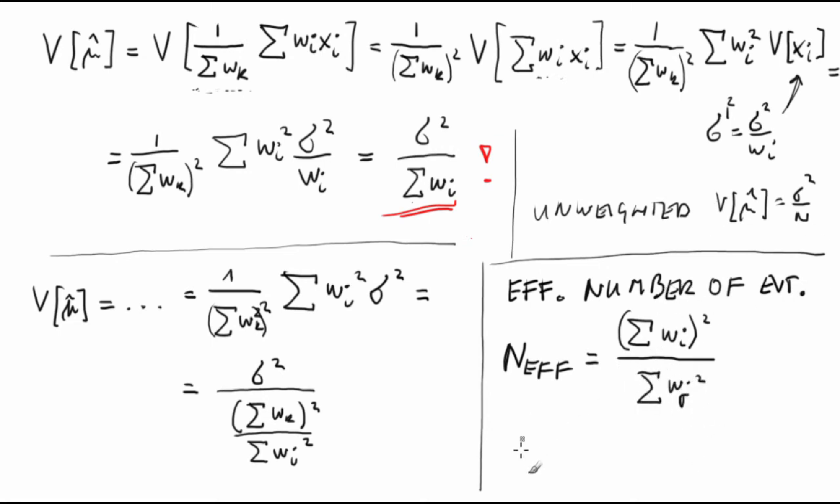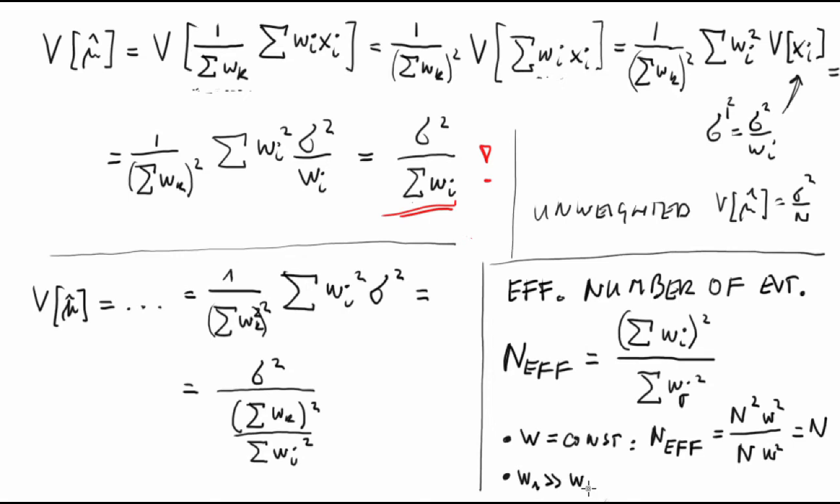One can clearly see that this formula is asymptotically well behaved. If all the events have the same weight, it is equal just to the number of events n. N effective equals n squared times w squared over n times w squared, and that equals n. On the other hand, if we have one event with significantly larger weight than all the other weights, the effective number of events becomes 1, because we can neglect all the other weights in the sum.